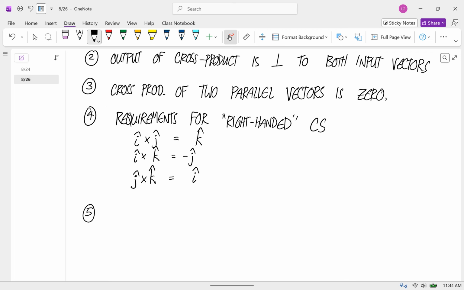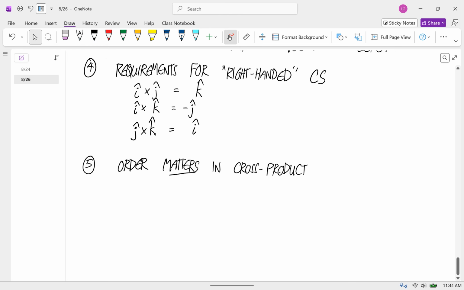But the last one says order matters in cross product. In the dot product, it doesn't matter, but in cross product, it does. So if you have a vector u and take a cross product with a vector v, this is actually the negative of what you would get if you changed the order.